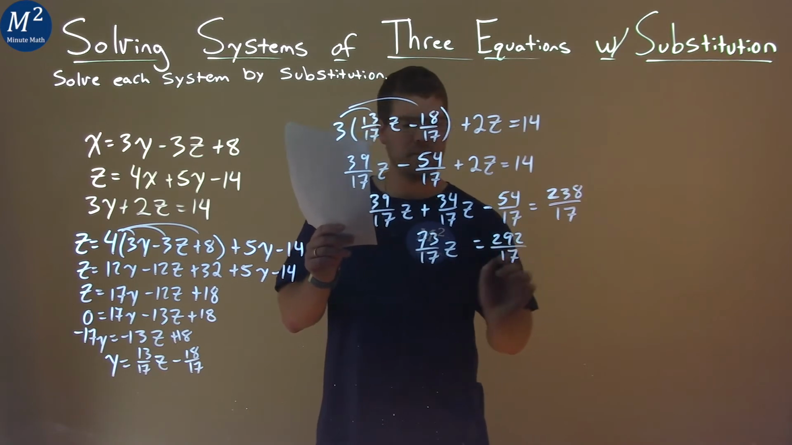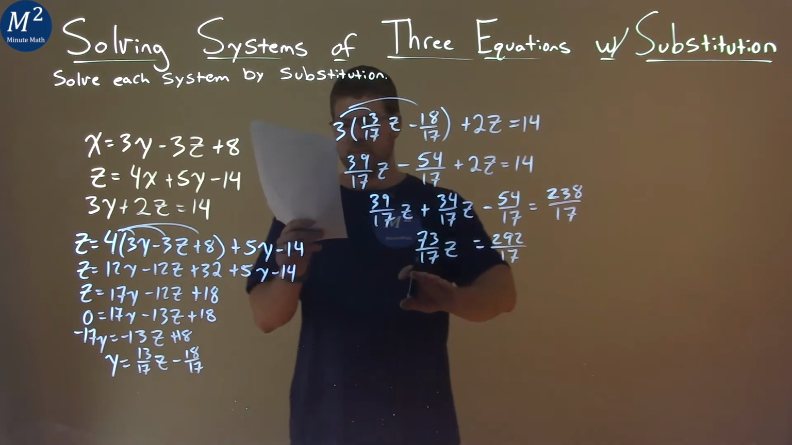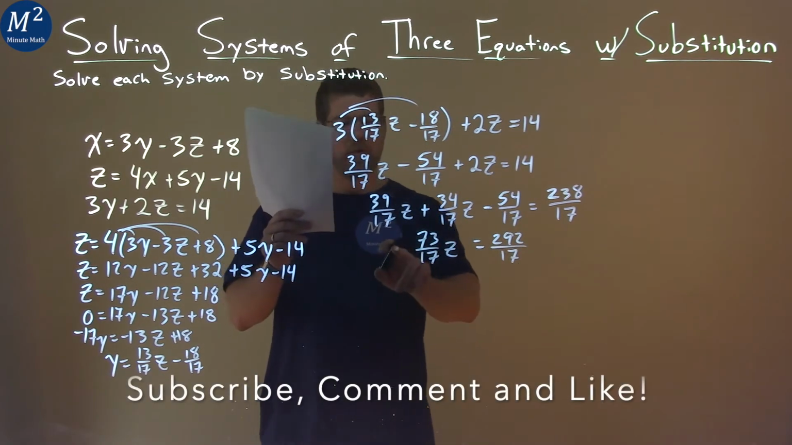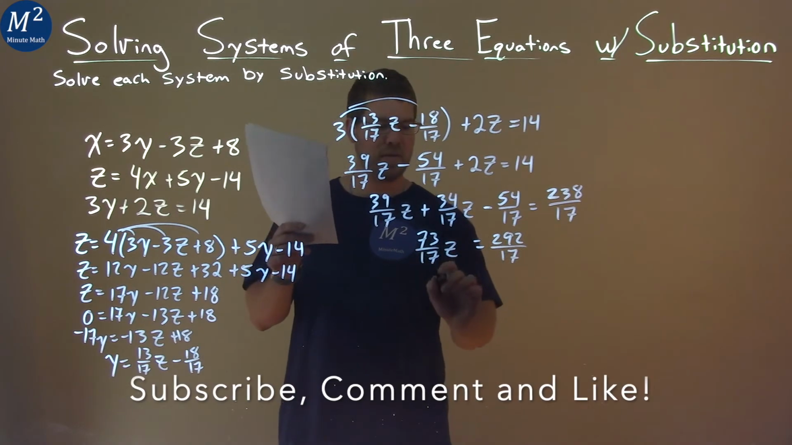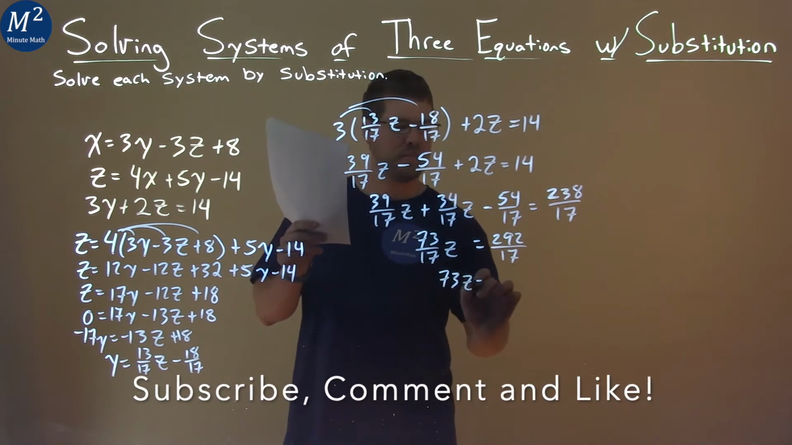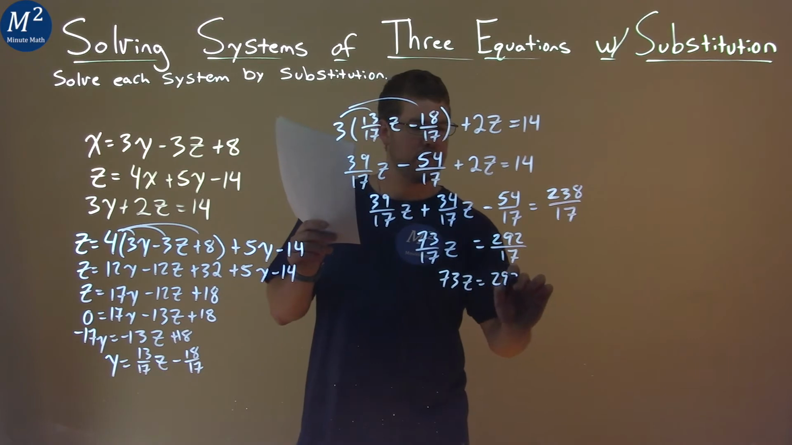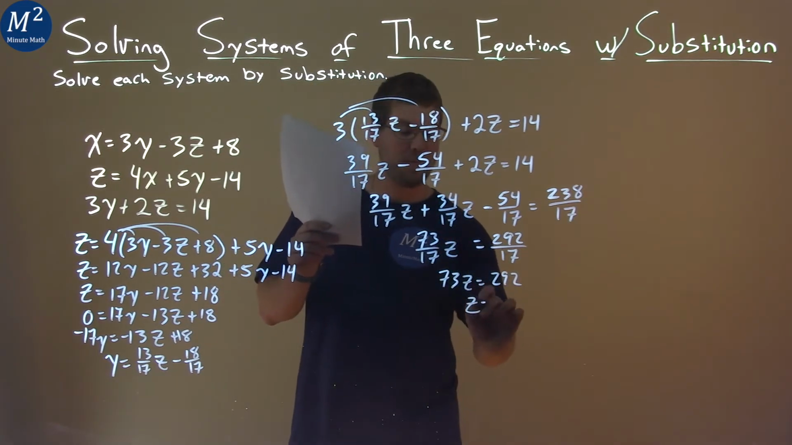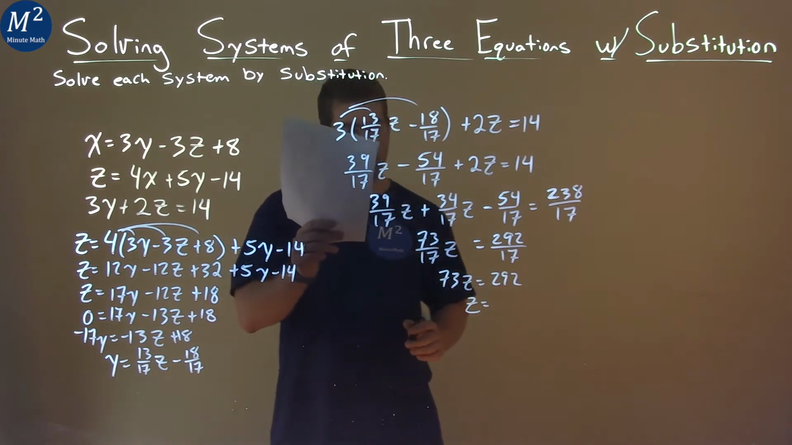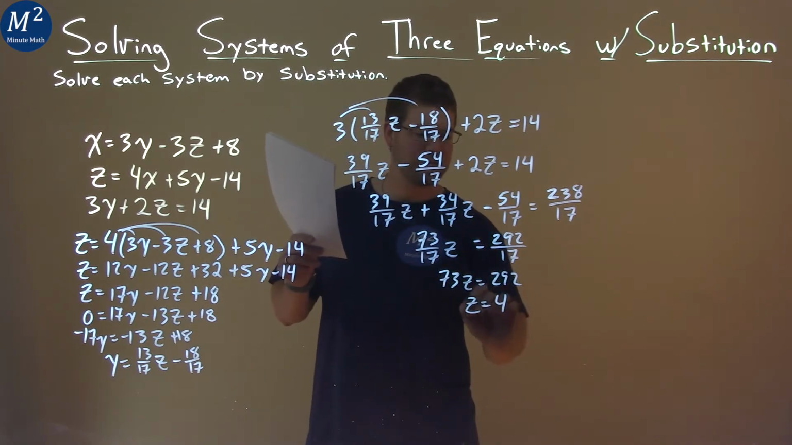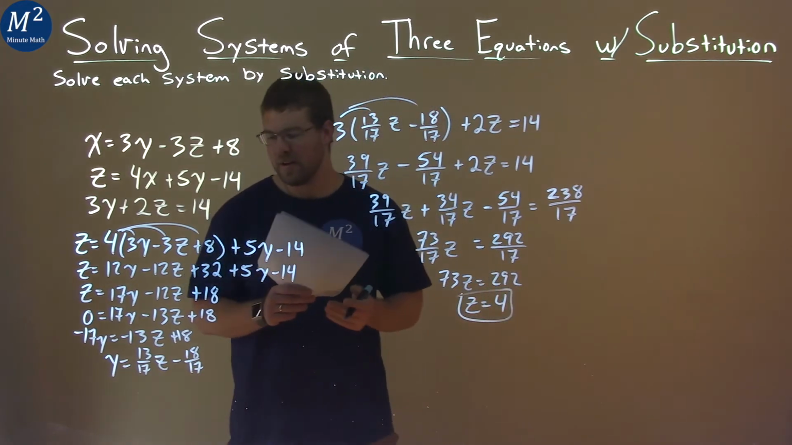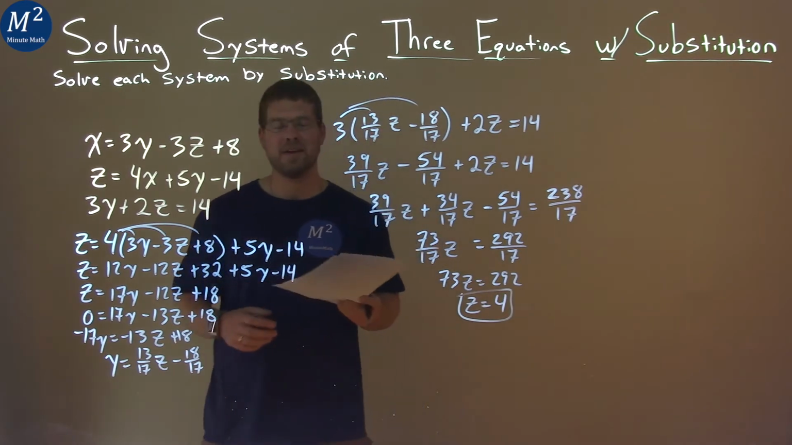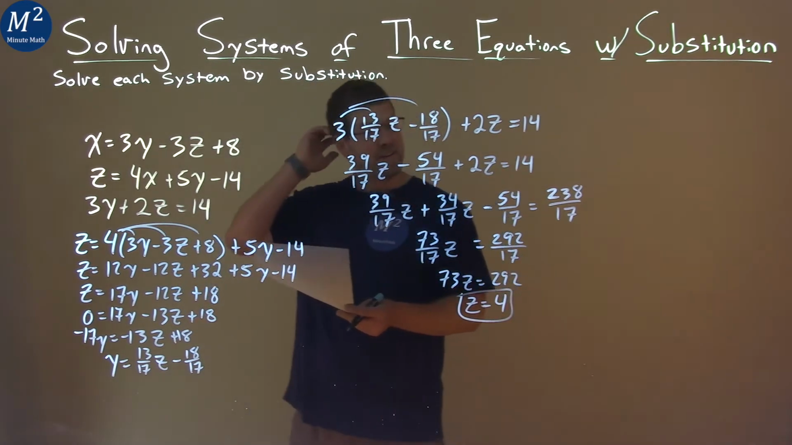All right, now we can multiply both sides by 17. They cancel out, so we have 73z equals 292. Then divide both sides by 73, and z is now by itself, and 292 divided by 73 is good old 4. After all of that, isn't that nice? Well, sometimes when it becomes a nice, neat answer, you kind of know that you did it right.